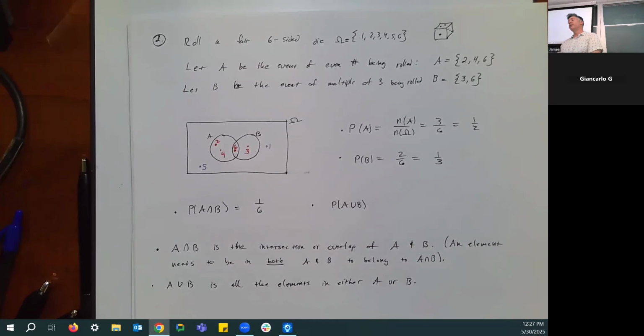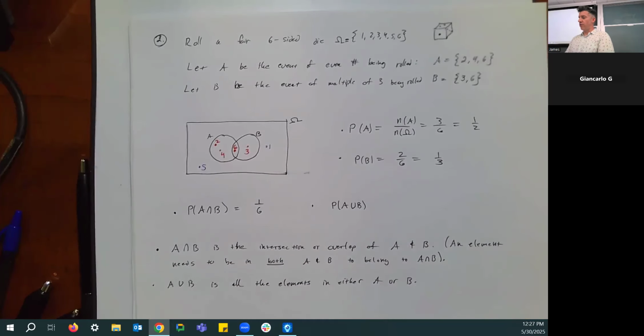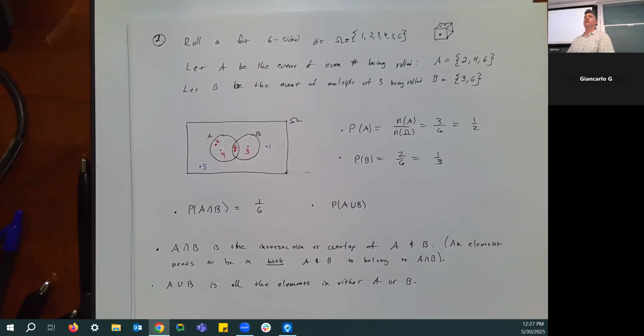So something really, really, really, really important about the word or here. This is the mathematical or. It's different than the usual English language or. If I am at dinner and the waiter asks me if I want soup or salad, both is not an option.